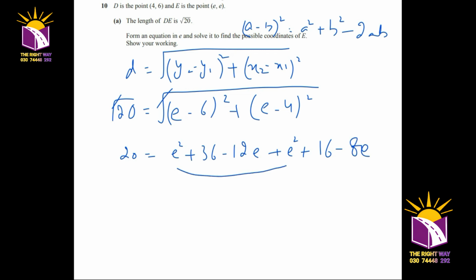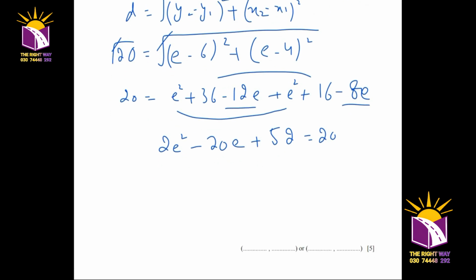e square plus e square will be equal to 2e square. Minus 12 minus 8 will become minus 20e. 36 plus 16 will be equal to 52 equal to 20. Taking this 20 to the other side, so 2e square minus 20e plus 32 is equal to 0.